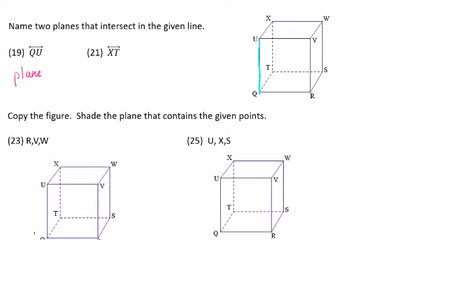So plane UVR. And then the other plane is this plane here, right? So that would be plane QUX. Okay. All right, and notice that both planes have Q and U on them, right?